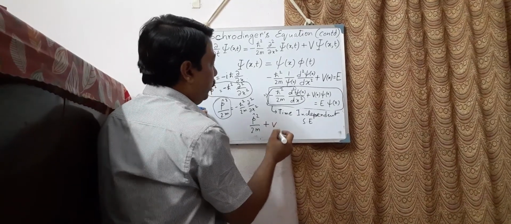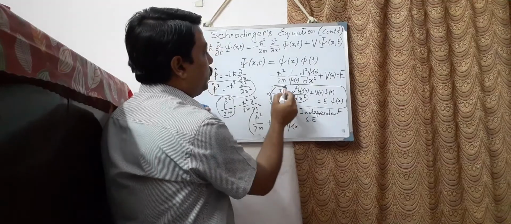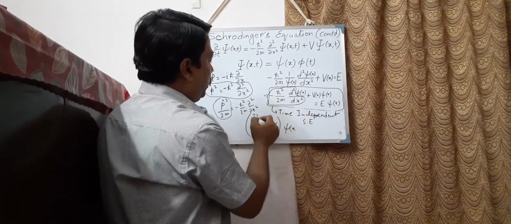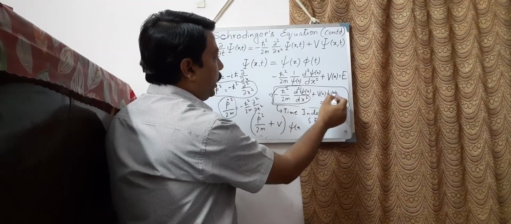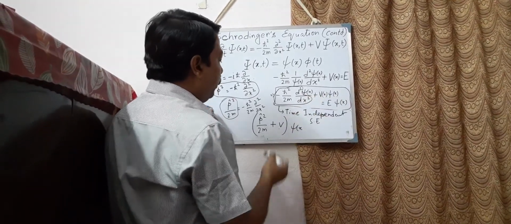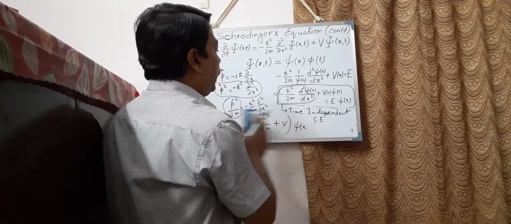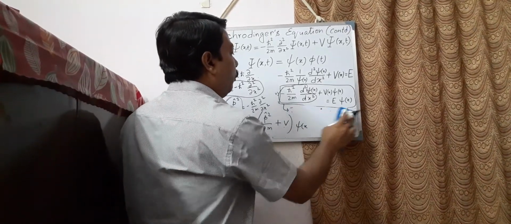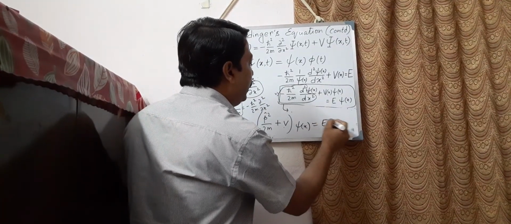So I write this as p square by 2m plus V into psi(x). This quantity is written as p square by 2m, and we have this V here, and this psi(x) was present in both the terms. So I put this p square by 2m plus V in a bracket, and outside that I write psi. Fine. So that is equal to E psi.